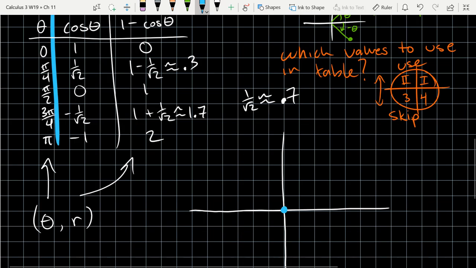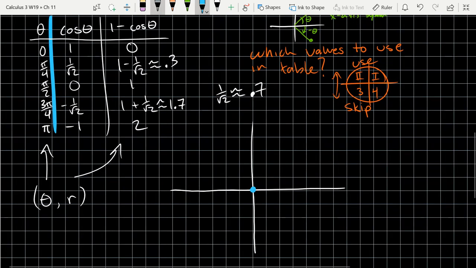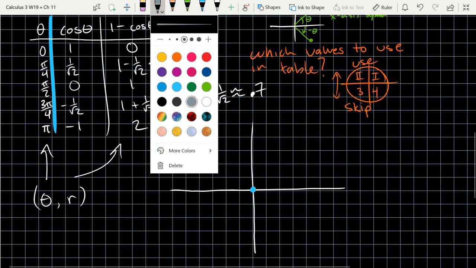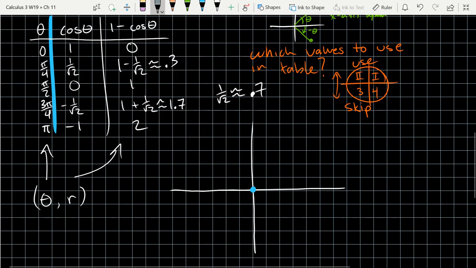Now pi over 4 is my angle, my radius is 0.3. So what I'm going to do here is make some better graph paper. My biggest radius is 2. So what I'm going to do is basically draw a bullseye. So I'll do a radius 1 circle and then a radius 2 circle so I can measure more easily. So here's my radius 1 circle. I'm using light gray or whatever color it shows up.